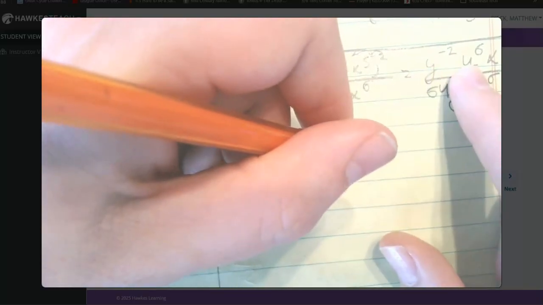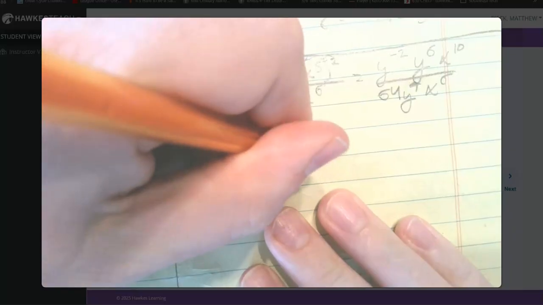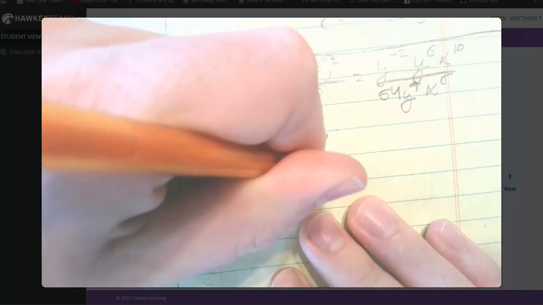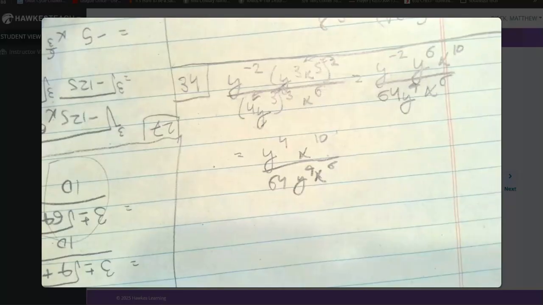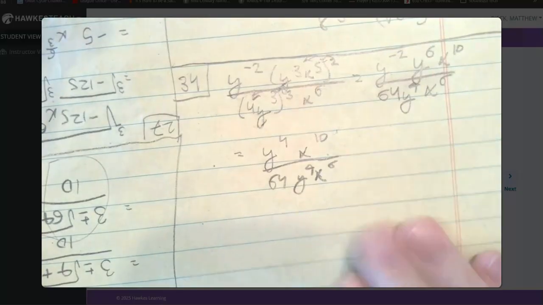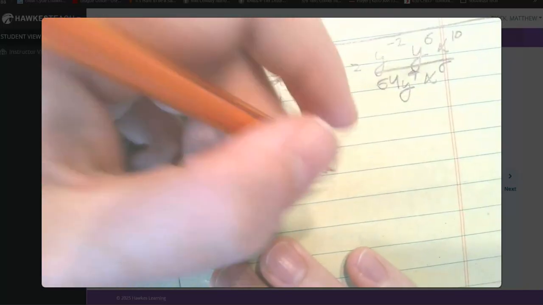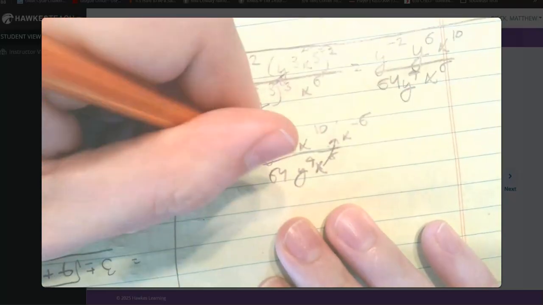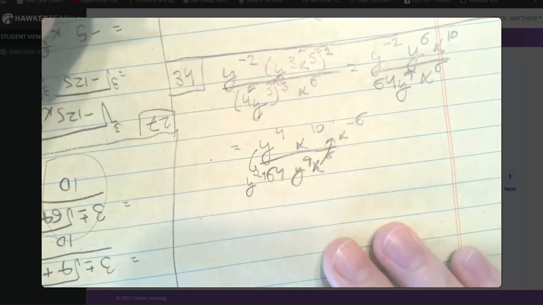When we have two things that have the same base that we're multiplying, we add the exponents. So negative 2 plus 6 is positive 4. And we want positive exponents, so we want to subtract the smaller number from the bigger number. I'm going to move this x to the 6th up, so that's x to the negative 6th. I'm going to move this y to the 4th down, so that's y to the negative 4th.